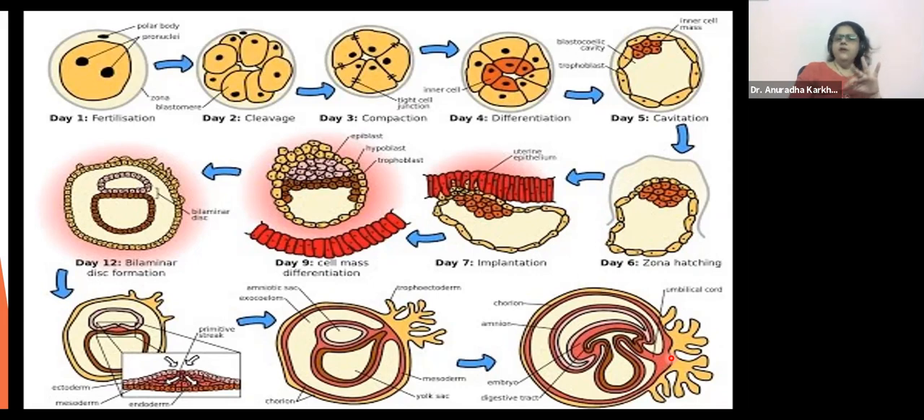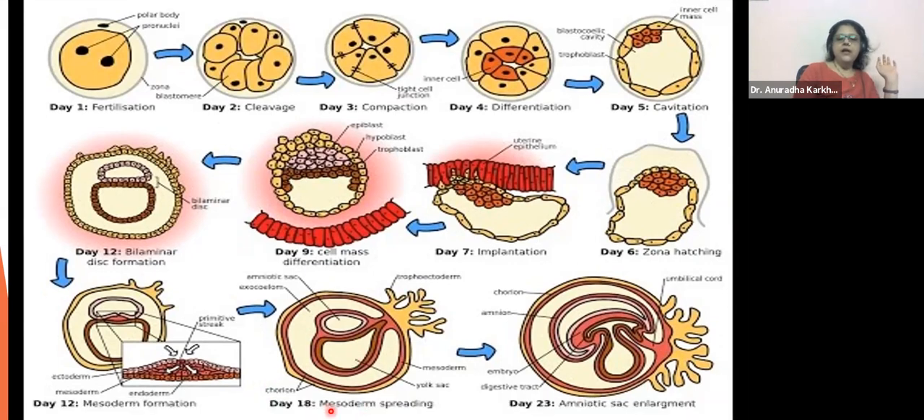Now all of you have understood this very clearly. Now no confusion about what is happening, how it is happening. Along with the days, I have mentioned everything. On what day, what is going to happen, everything has been mentioned. So see, day 18, mesoderm is spreading. Day 23, amniotic sac enlargement is going to take place. Correct?